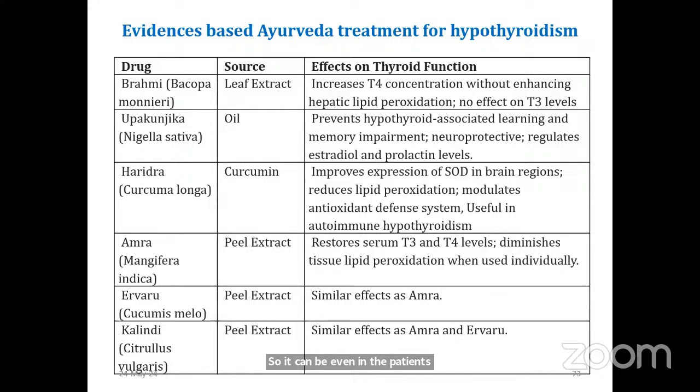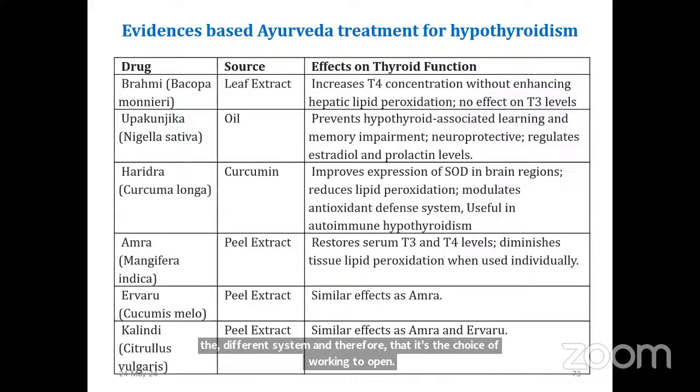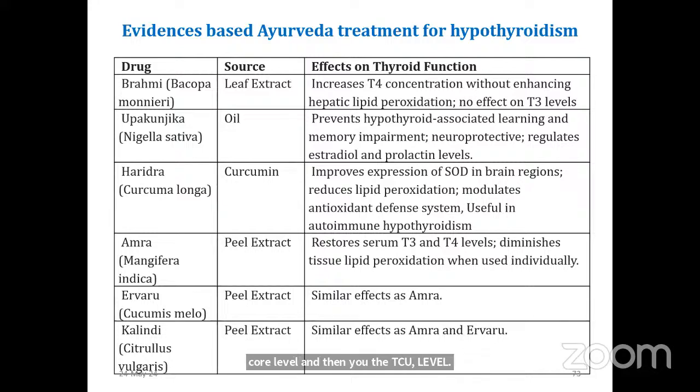Haridra improves the expression of SOD in the brain region and reduces the lipid peroxidation, which modulates the antioxidant defense system, and therefore Haridra is the choice of drug in autoimmune hypothyroidism. Amra, Irvaru, and Kalindi: these three drugs restore the serum T3 and T4 level and diminish the tissue level peroxidation when used individually. So they can also be a choice of drug in hypothyroidism. Next.